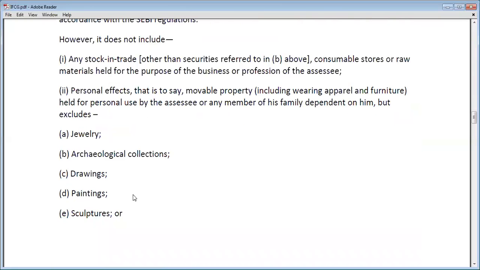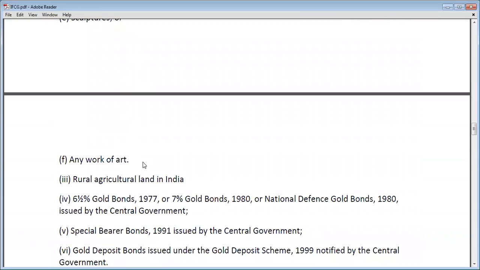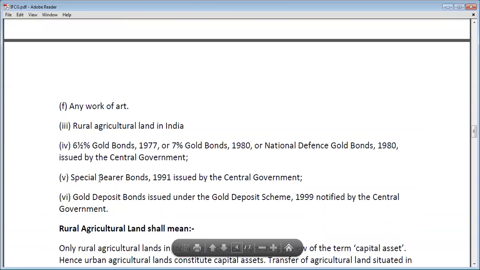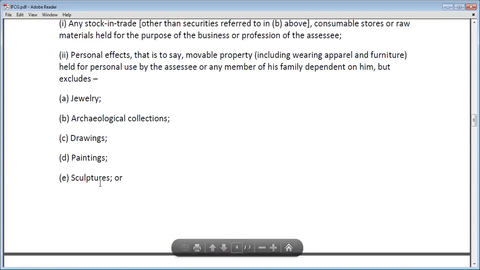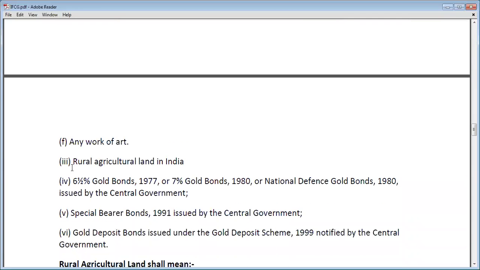Archaeological collections, drawings, paintings, sculptures, any work of art, rural agricultural land in India, 6.5% gold bonds 1977, 7% gold bonds 1980, and National Defence Bonds 1980 issued by the central government will not be included in capital assets. Special bearer bonds issued by the central government, and gold deposit bonds issued under the Gold Deposit Scheme 1990 notified by the central government, will also not be included in the definition of capital assets. These assets, securities and bonds are not included.